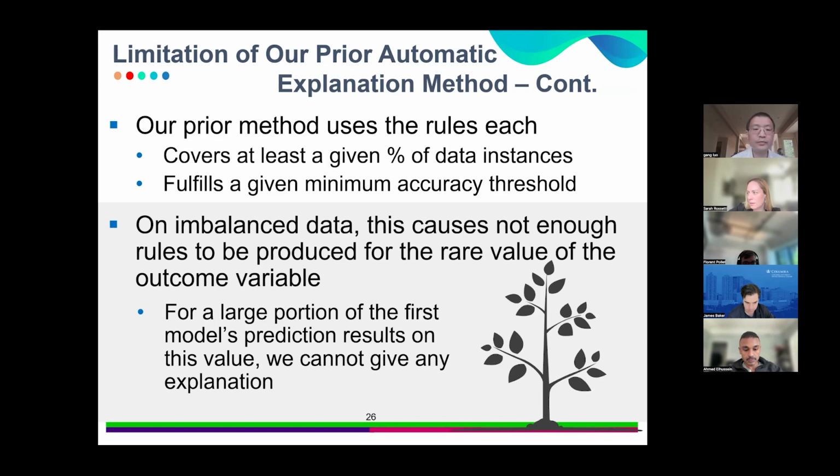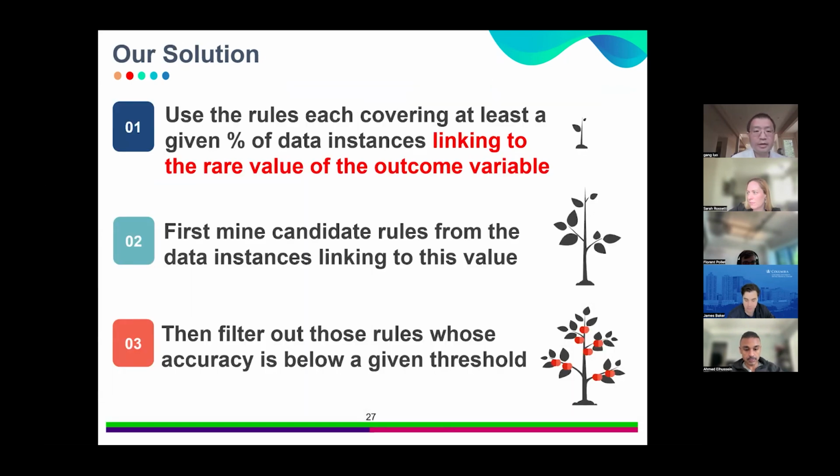This is not desired. So we change our previous approach so that the new approach can handle both balanced data and imbalanced data. The idea here is that each rule should cover at least a given percentage of data instances that link to the rare value of the outcome variable for asthma hospital encounter, which in this case means the patient will have an asthma hospital encounter next year. So it's not covering at least a certain percentage of all data instances, but a certain percentage of data instances that link to the bad outcome.